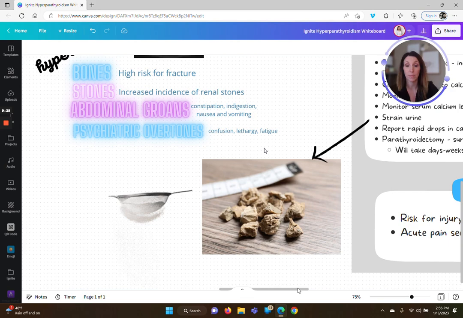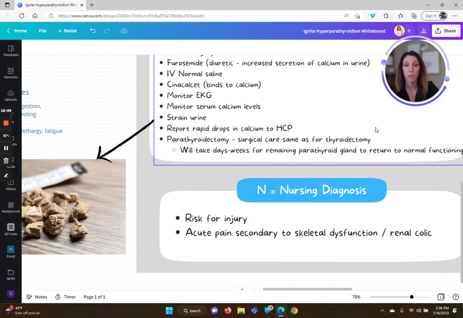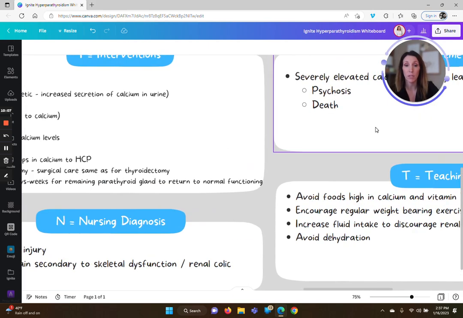And then another intervention that they may get would be a parathyroidectomy, which, if you listened to the discussion on hyperthyroidism and a thyroidectomy and what a serious intervention that is, is similar. The parathyroidectomy is very, very significant surgery that requires a lot of close nursing care. And then we just have to remember that it may take days to weeks for the remaining parathyroid gland to return to normal function. So that is just something to keep in mind.